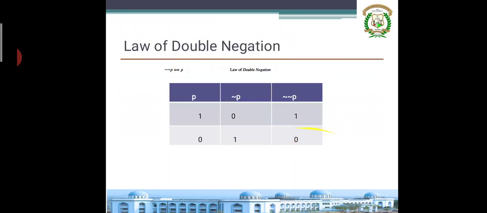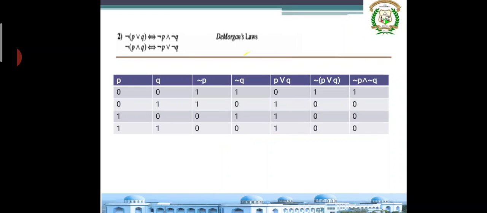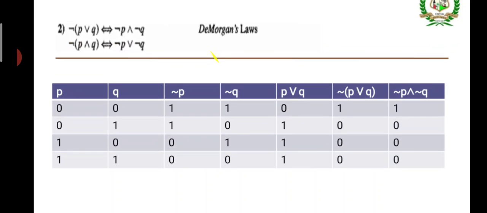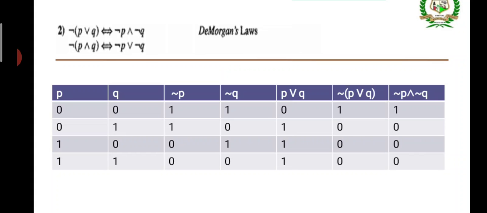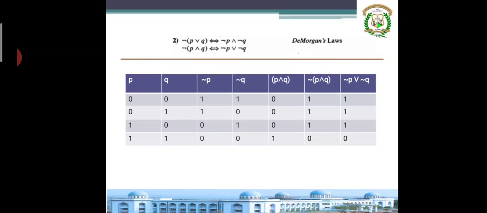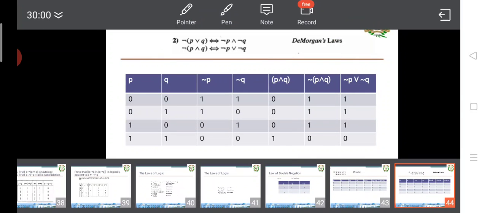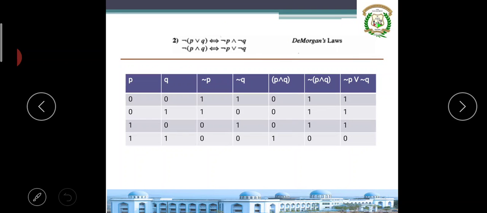Next one, this is De Morgan's law. Negation of P and Q is logically equivalent to negation of P or negation of Q. Last class, I clearly explained these things, I think. Okay, once again we will continue. P is equal to 0, Q equal to 0. P is 0 means negation of P is 1. Q is 0 means negation of Q is 1. Am I right? Next, P and Q. P and Q is nothing but multiplication. 0 into 0, 0. Negation of P and Q, that is nothing but this negation is 1.